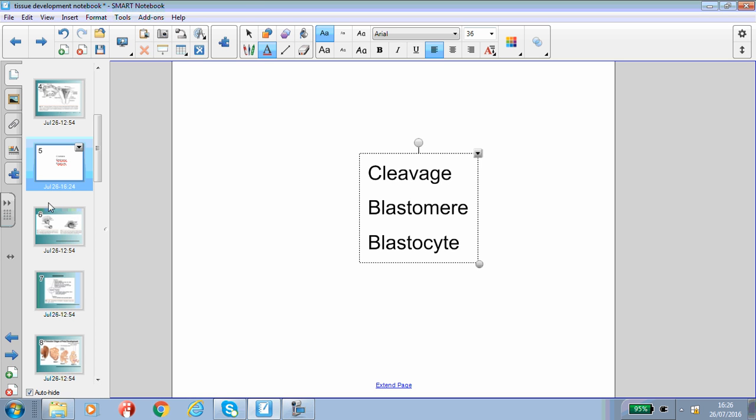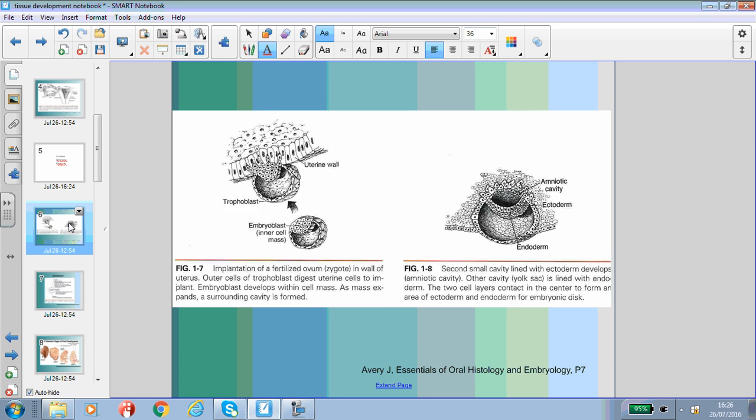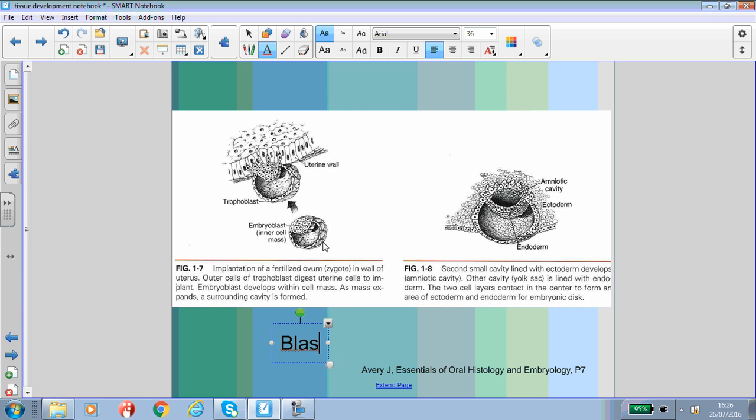It continues to divide and divide, and after the 7th cleavage, which means there's 128 cells, it becomes a blastocyst. Again, I'll write that down because it's not written in the images. Blastocyst. So blastocyst was the cavity within the morula. And now that we've got 128 cells, it stops being a morula and becomes a blastocyst.